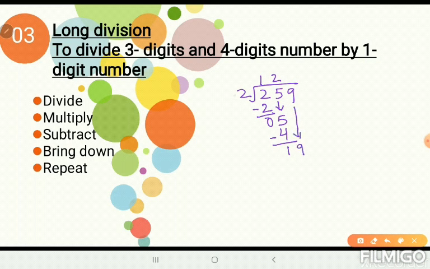Now we have 19. In 2 table, 19 or less than 19 goes how much times? 2 nines is 18. Okay, now we subtract. So 19 minus 18 will be 1. Now no other number remains, means we stop. So we have our quotient, that is this one, as 129, and we have remainder as 1. These two are your answer. This is how we do long division and we write the answer.